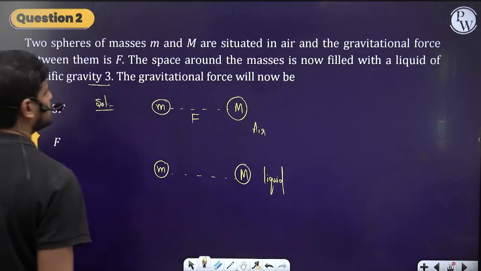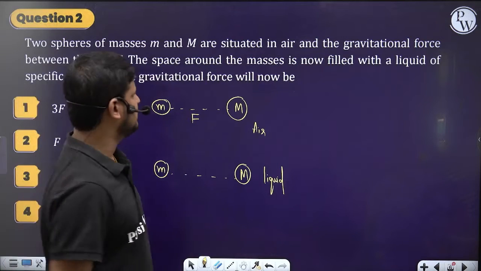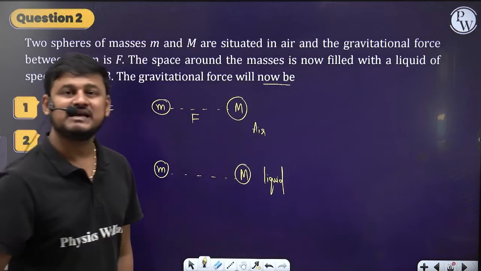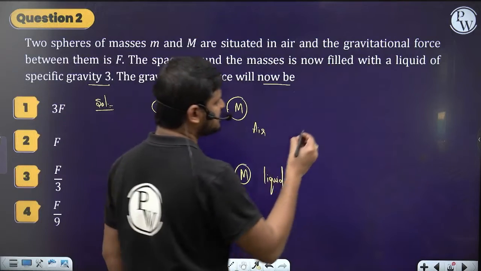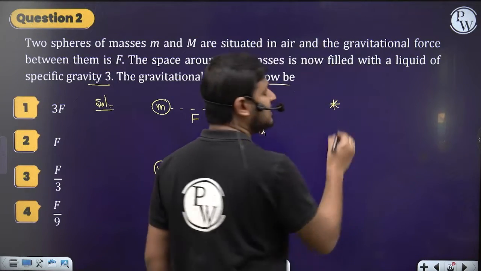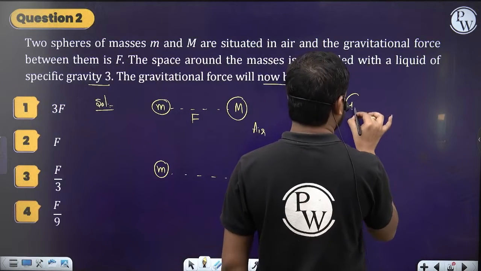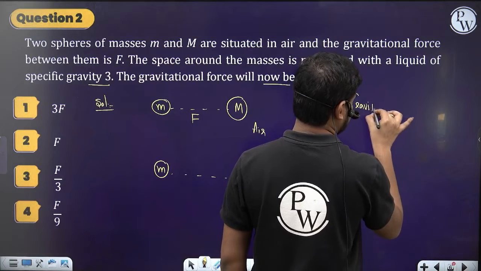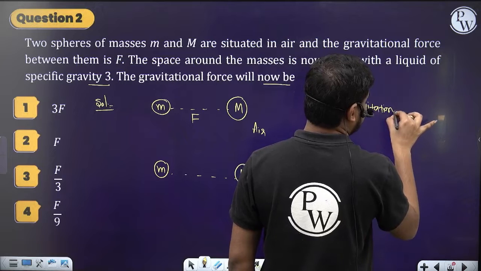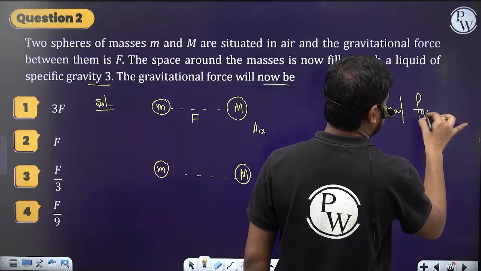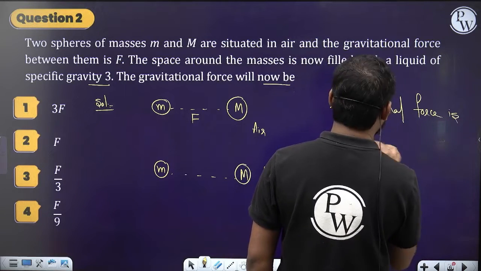Then the gravitational force will be the same. The gravitational force is independent of the medium. Okay, remember that point. The gravitational force is independent of the medium.